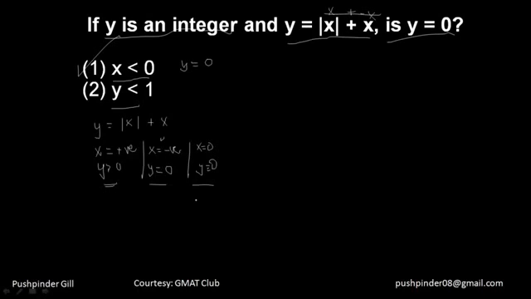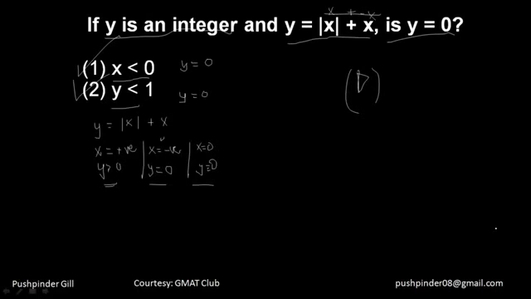That means the least possible value of y that is left is 0, the only possible value. That means over here I can again be sure that y is equal to 0. That means statement 1 also gives me the answer, statement 2 also gives me the answer. That means D is my answer option. That is what I'm going to choose.